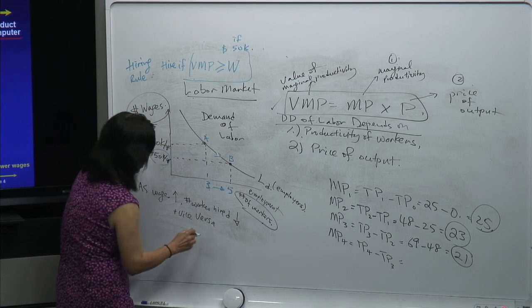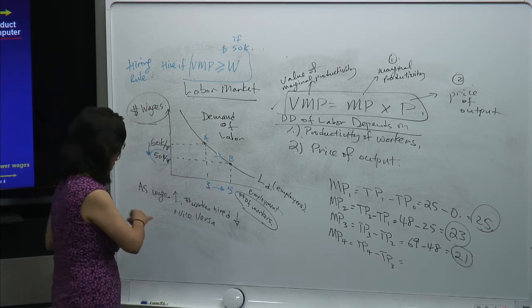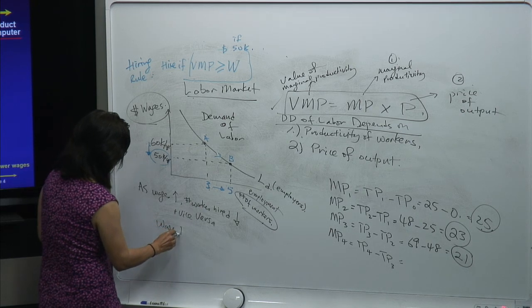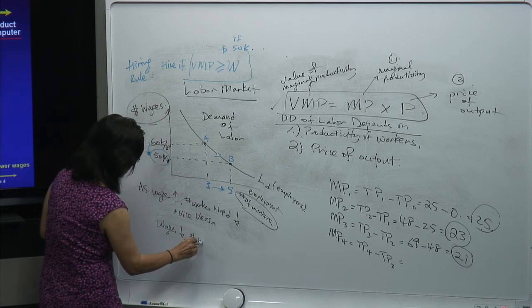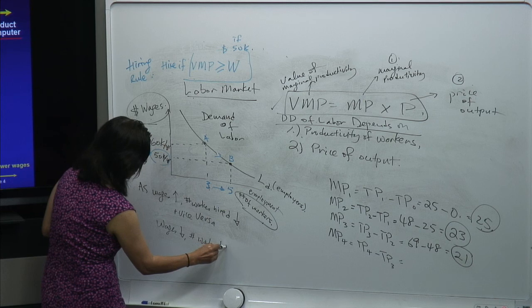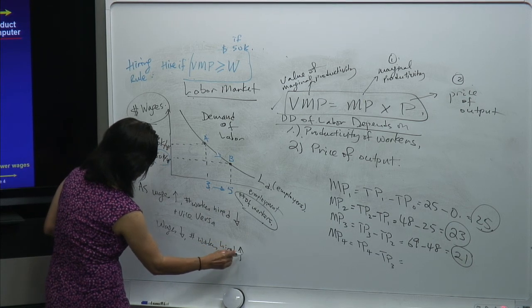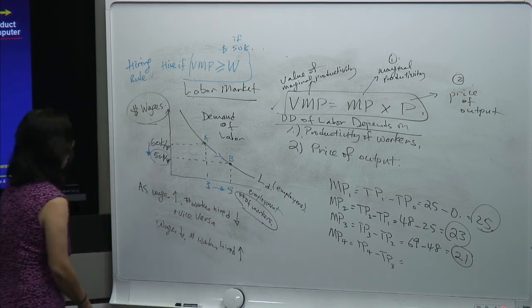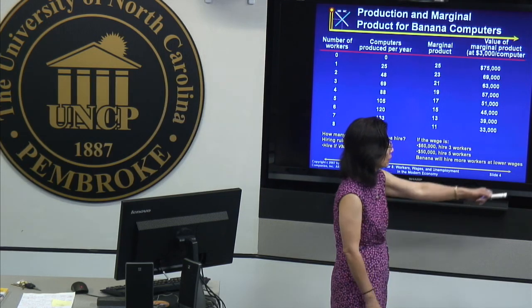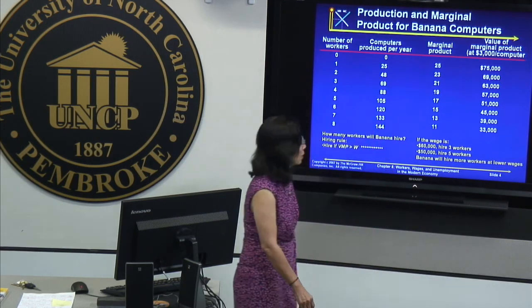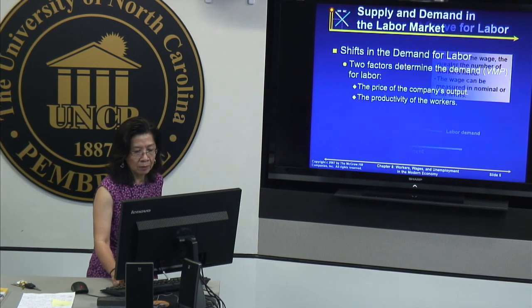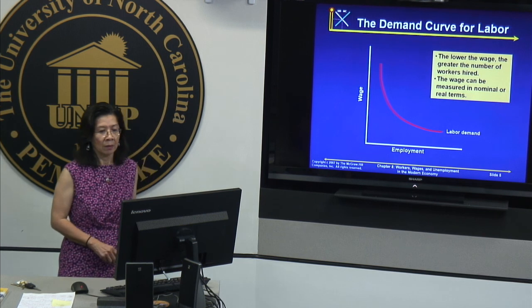Vice versa, if you explicitly state it out, means as wages come down, the number of workers hired will go up the other way. Okay? So, that is the case right here. Now the textbook will not show you this, but let's look at this.